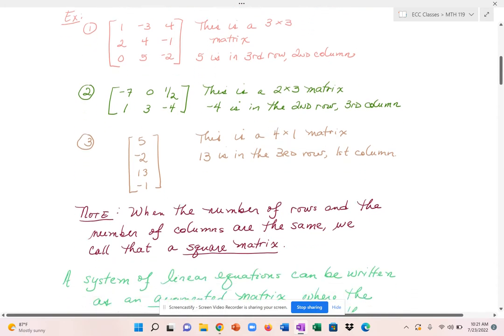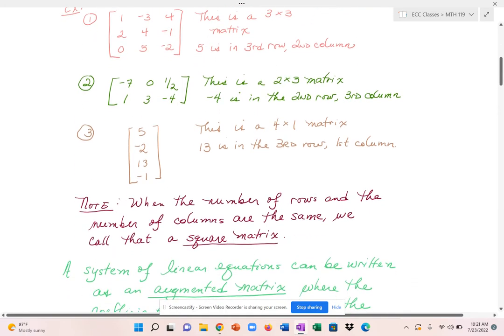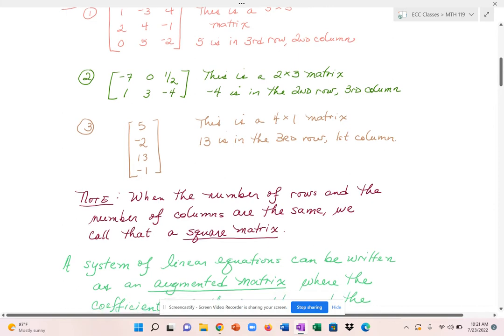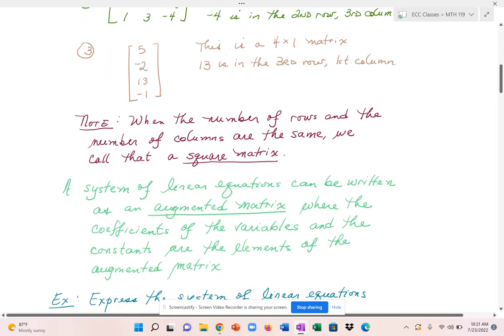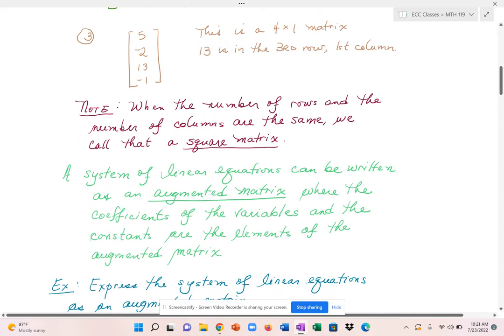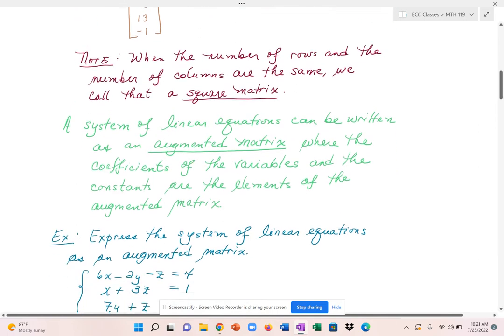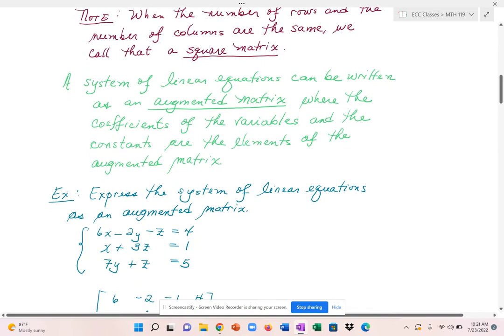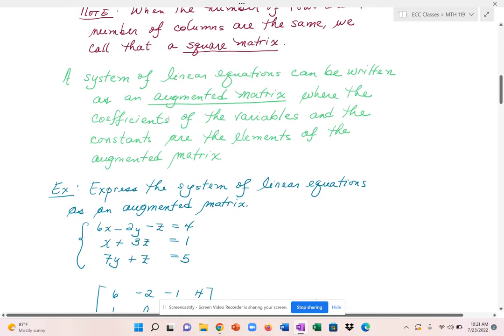When the number of rows and the number of columns are the same or equal, we call that a square matrix. So that could be 1 by 1, 2 by 2, 3 by 3. You can state the system of linear equations as something we call an augmented matrix, where the coefficients of the variables and the constants are the elements of that augmented matrix. So here's an example of how to express a system of linear equations as an augmented matrix.